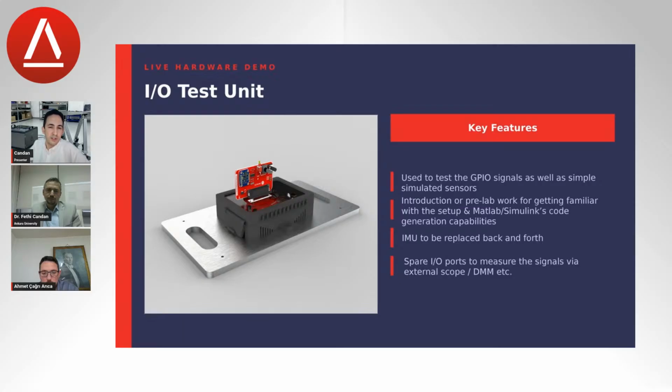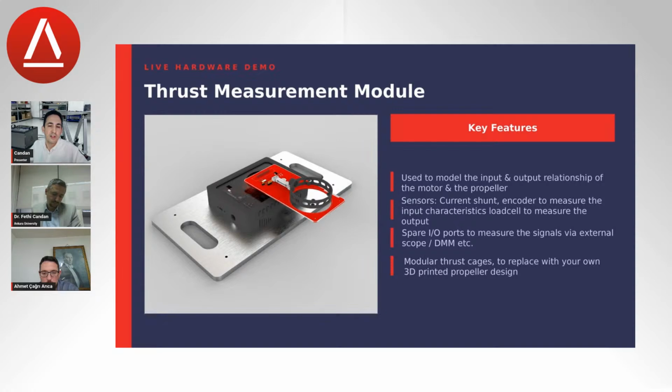This port is used for preliminary or preparation tasks of the students. They get used to the signals, they get used to the MATLAB Simulink environment, or Python or C++, whichever is used. Then afterwards, they will start system identification using the thrust measurement module, and eventually they go into the Copter tower module to do the full experiment.